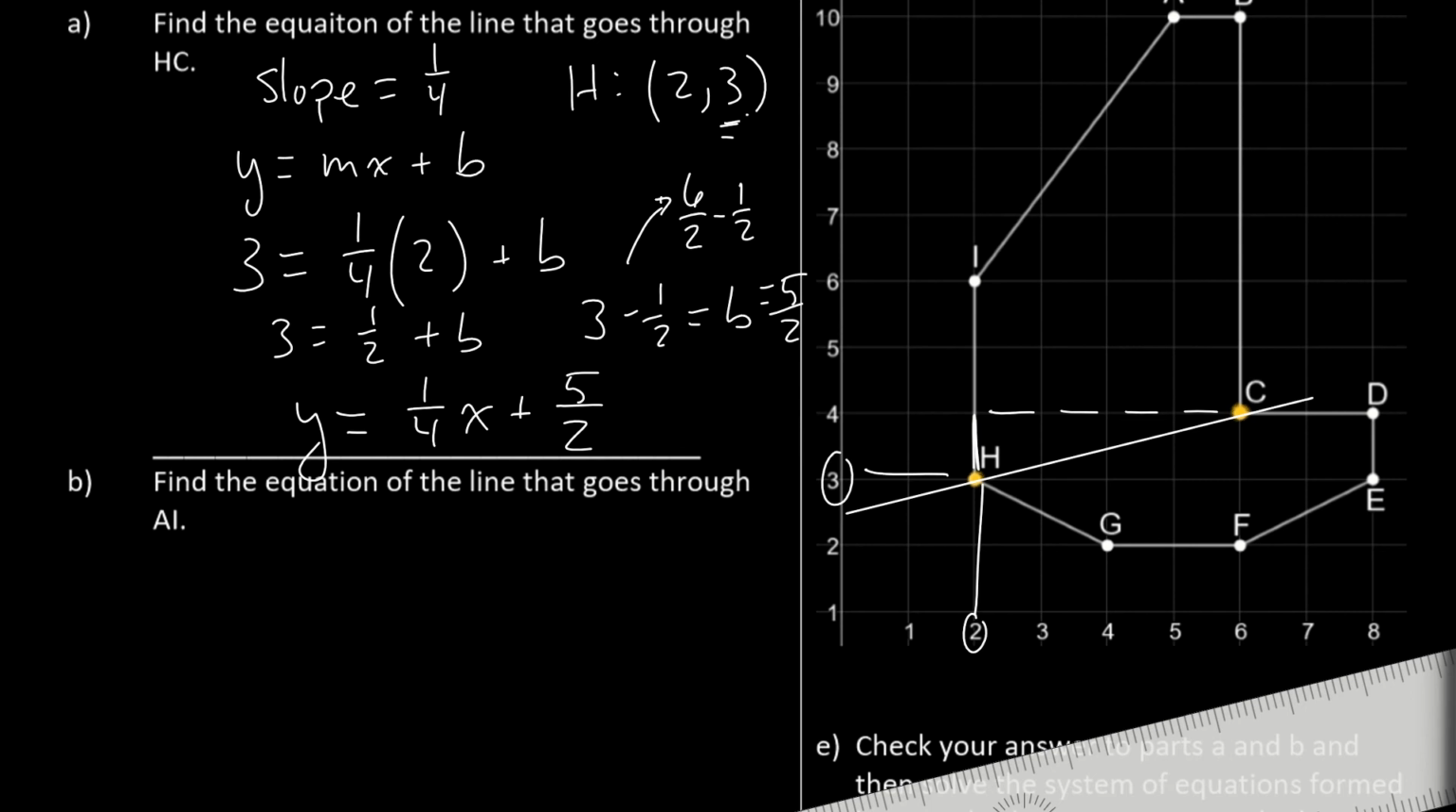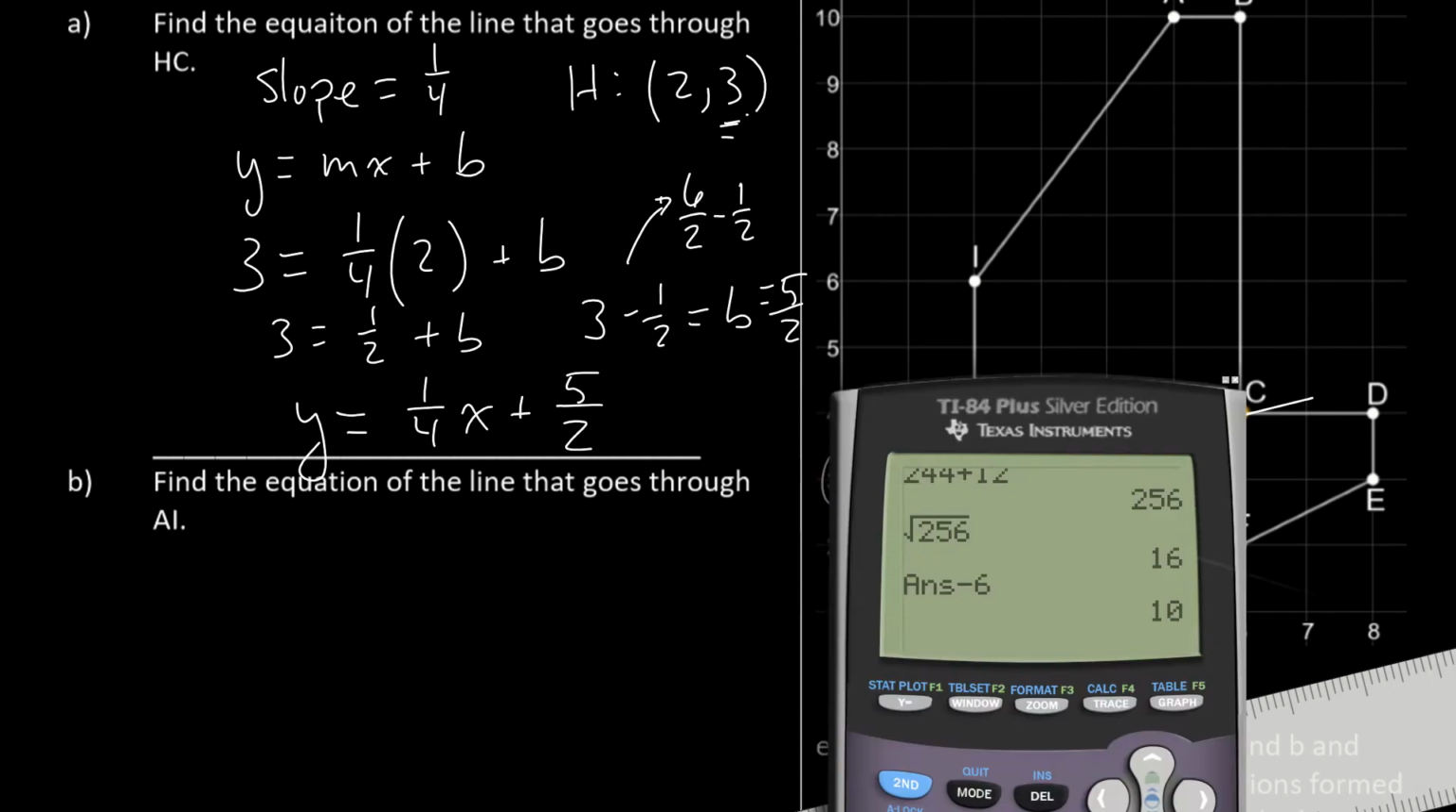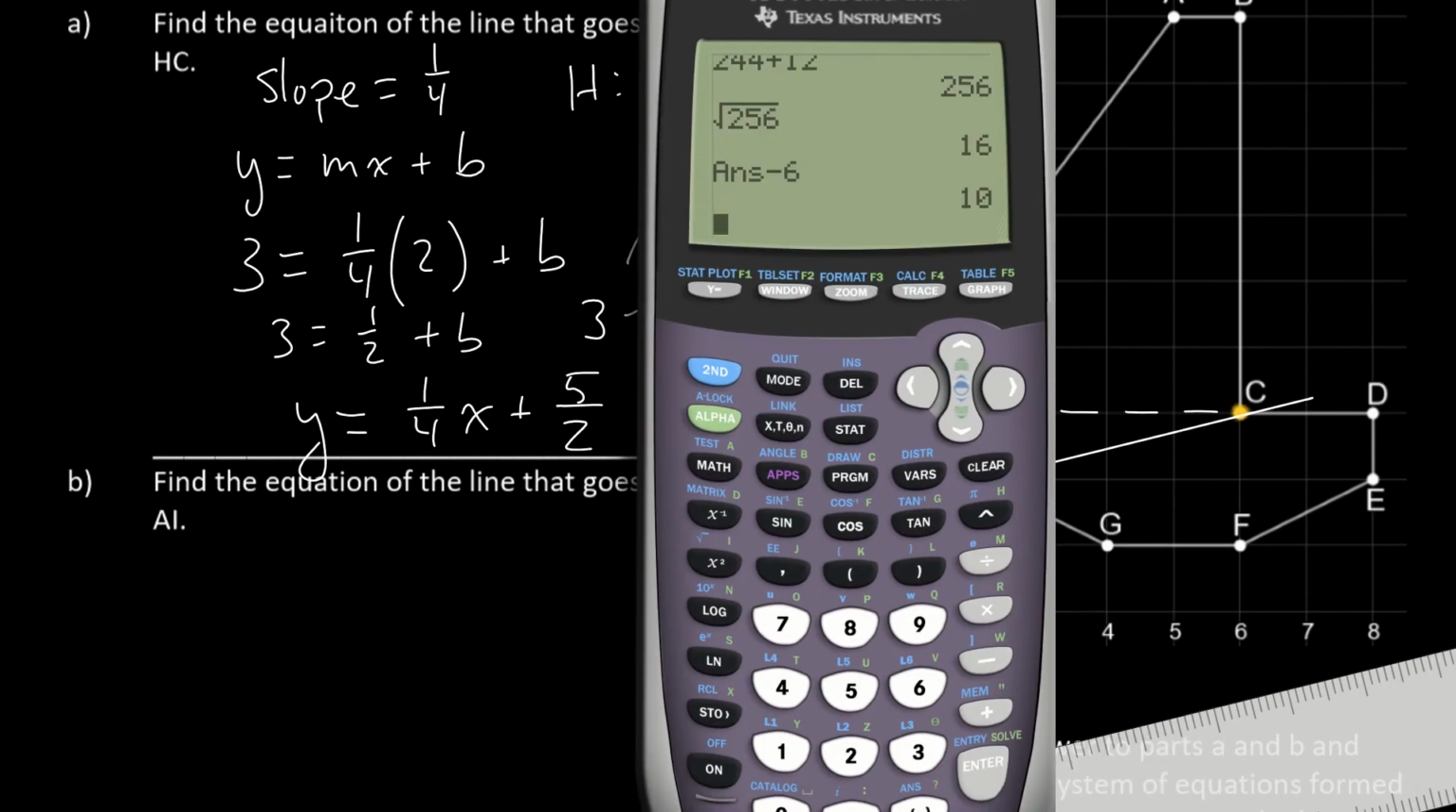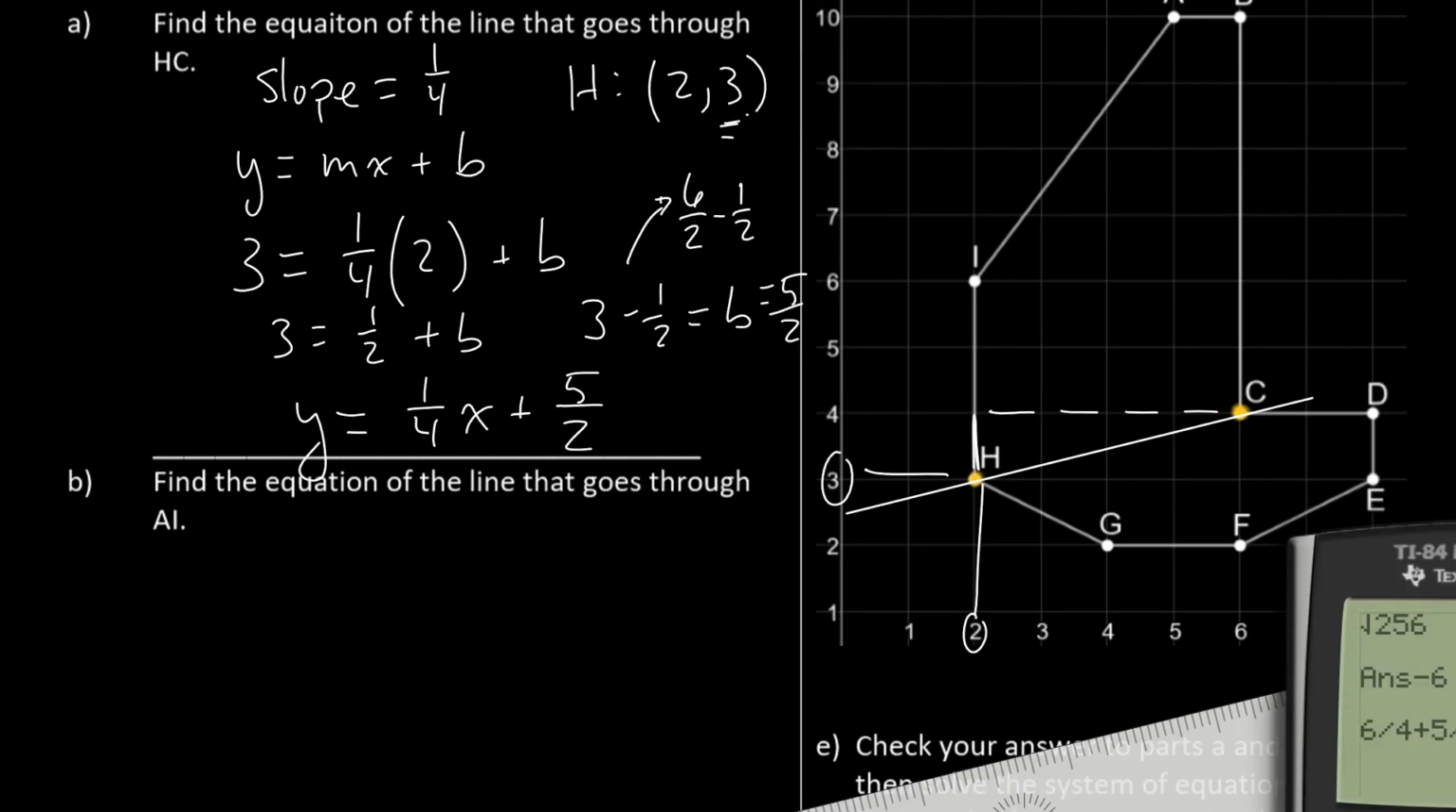Now to check it, if you wanted to, when I plug in 2, it better give me 3, and I think it will, but also when I plug in 6, I should get 4. Even without the fraction template, it might be worth just doing that. So 6 divided by 4, that's 1/4 of x, plus 5 divided by 2. Oh, of course this is going to work. I can see that now even without a calculator. I get 4, yeah. So definitely that's the equation of line HC.